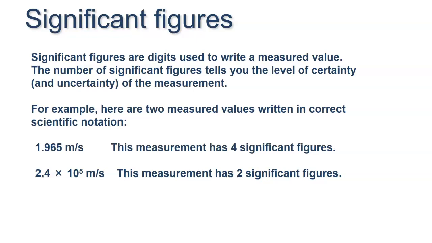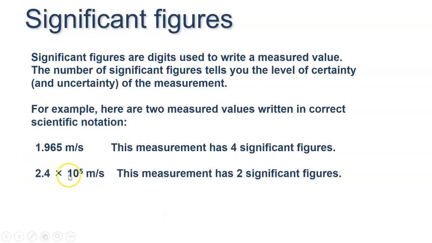For example, here are 2 measured values written in scientific notation. So here, this says scientific notation. This one is not written in scientific notation. Never trust the book, kids. So here we see a measurement taken at 1.965 meters per second. This measurement will have 4 significant figures. We see 4 numbers here that all correspond to some measurement that was taken.